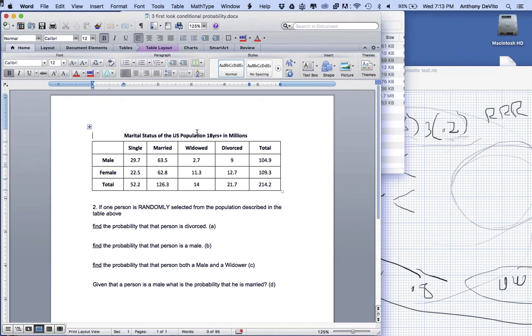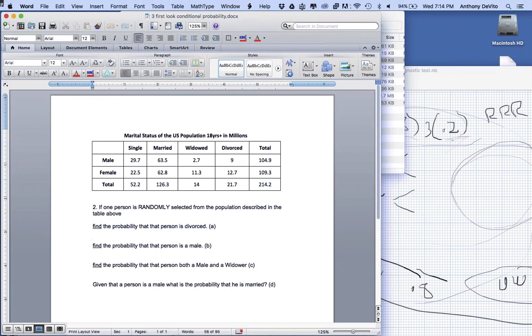This represents all adults in the United States over 18 years of age, and these numbers represent the number of millions of people. So this represents 29.7 million people, and the total population at the time the survey was done, which presumably came from the census, of people over 18 was 214 million people. So these are actual counts of people. If we would randomly select someone from this population of 214 million people, what's the probability that the person we would select is divorced?